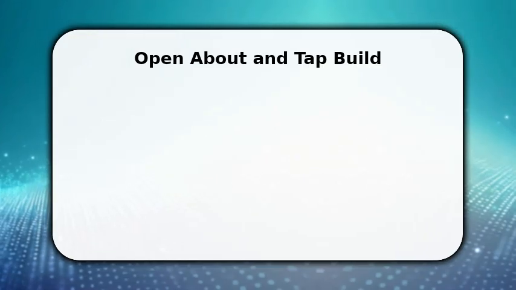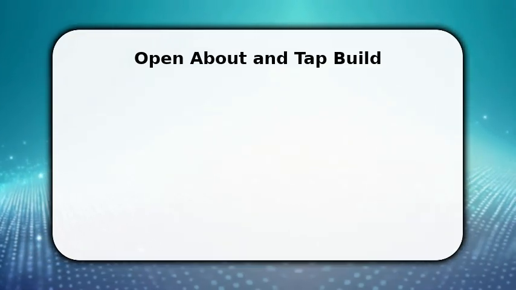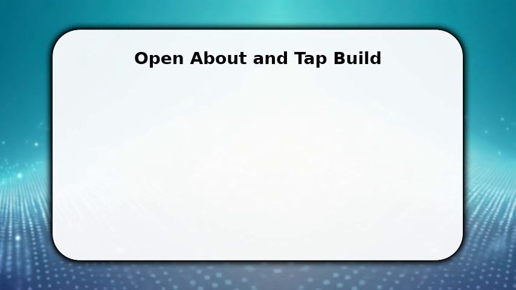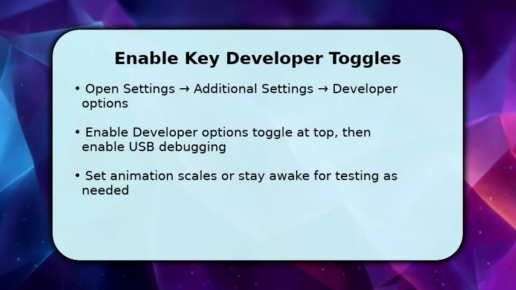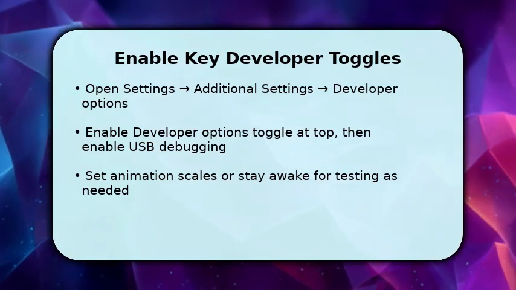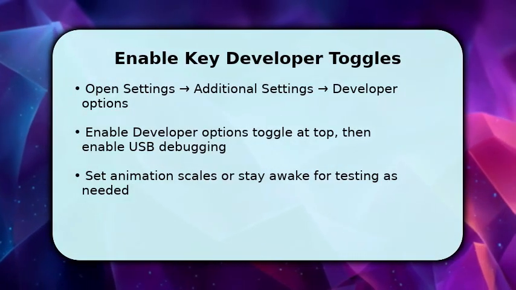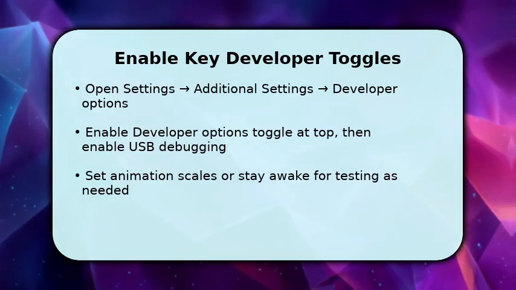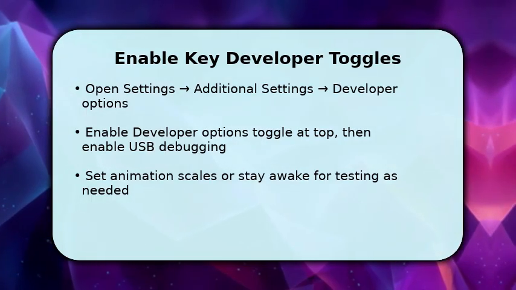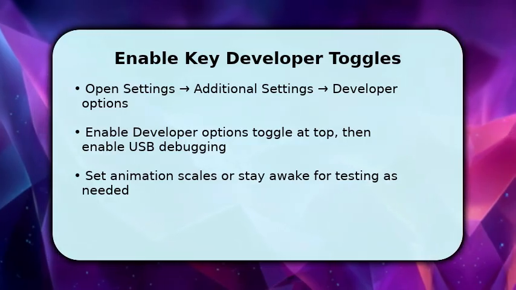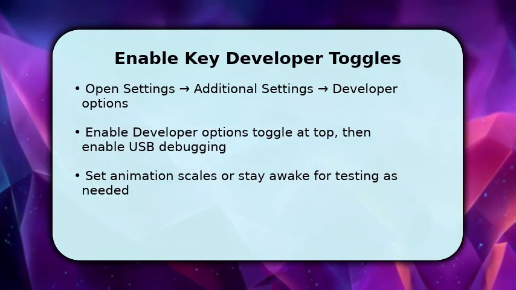Once you see the confirmation, make sure to back out to Settings, so the new Developer Options entry appears in the main menu. Now enter Settings, right arrow Additional Settings and tap Developer Options. The toggle at the top turns the whole menu on. Enable USB debugging if you plan to connect to a PC, and accept the prompt explaining debugging risks.